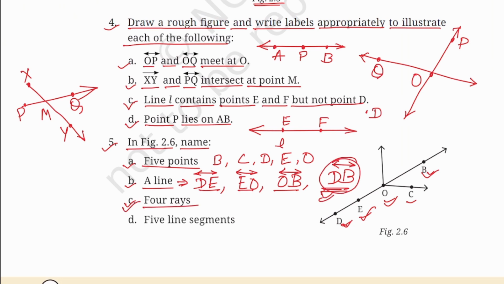C, 4 rays. You can write any 4 rays. You can write OC. You can write OB. You can write ED. You can write OD. You can write any ray, but you have to mark a single-headed arrow over them. OC, OB, OD, ED.